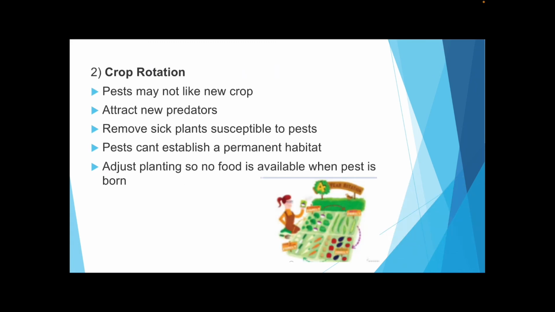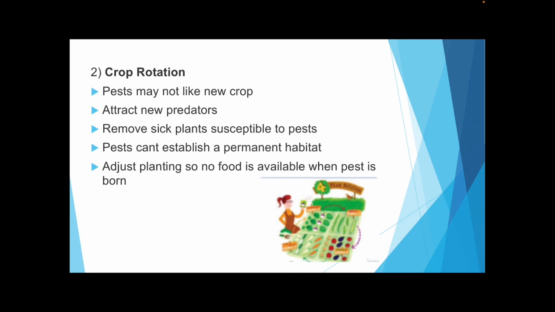Next, you have crop rotation. So pests may not like new crops. If you had corn planted before, they might have really liked that. But if you plant strawberries next, they may not be as big of a fan. Or you can attract new predators. So by planting a new crop, you can attract something else that will target the pest that you don't want.